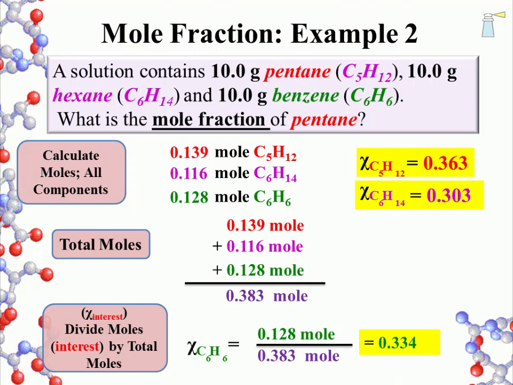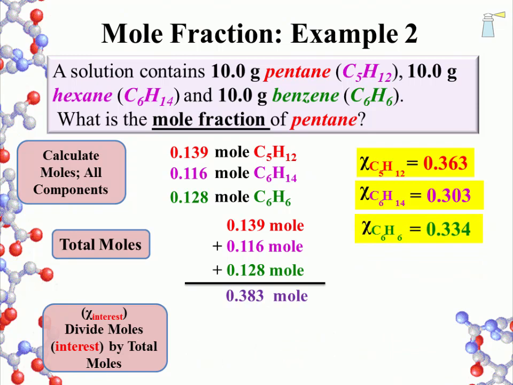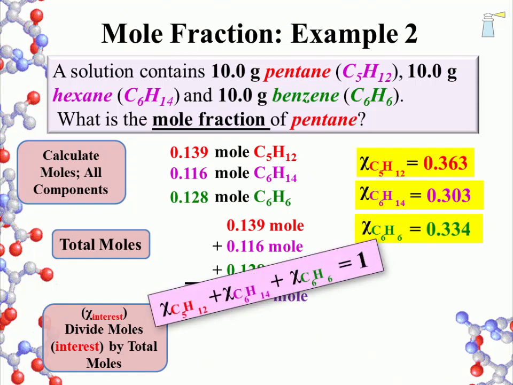0.334. Adding that value to the other mole fractions puts us in the position to verify whether or not we have correctly calculated the mole fraction for these three organic liquids. Returning to the sum of the parts equation, we see that adding the three mole fractions together should get a value of 1, or very close to that. This result lends great confidence that the mole fraction of pentane was correctly determined.